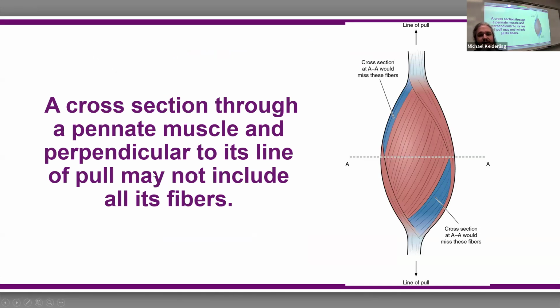So to do a cross-section through a pennate muscle and perpendicular through its line of pull, this cross-section of AA would miss these fibers and these fibers. So more fibers would be applying force.